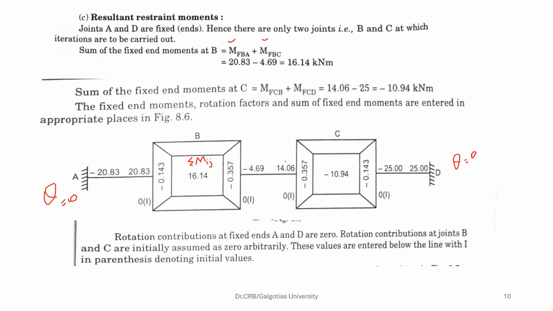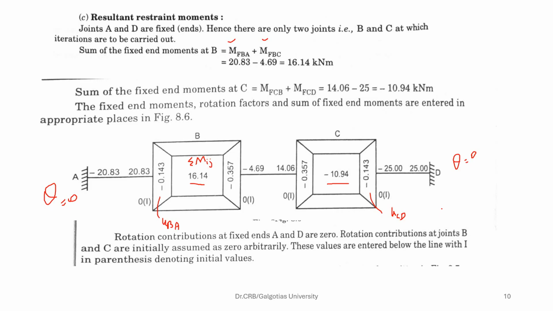Similarly, at this location, this is MFCB. So as you see, MFCB is 14.06 and MFCD is minus 25. Then you are getting these two values. And here you have to enter the rotation contribution values for UBA. This is for UBC. This is for UCB. This is for UCD. Like this you got to enter.